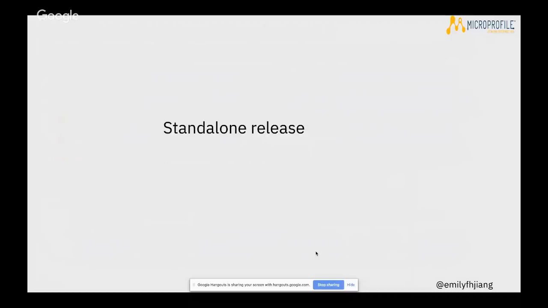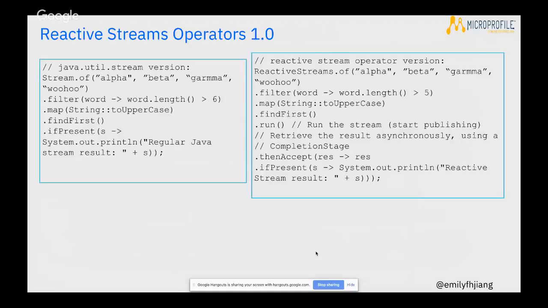Okay, so this is a quick overview of what has been released up to now under MicroProfile 2.2. After the MicroProfile 2.2 release, we also have a standalone release. Basically, as I mentioned earlier, MicroProfile goes reactive. So there's one specification led by James Roper from Lightbend. It's the Reactive Streams Operators. I want to give you a quick intro about Reactive Streams Operators.